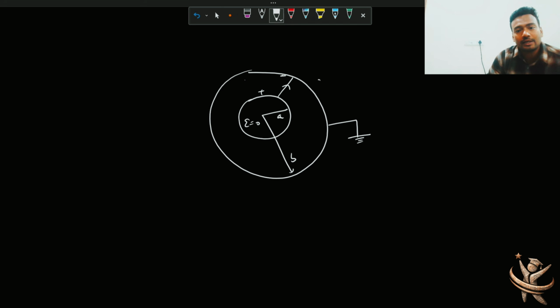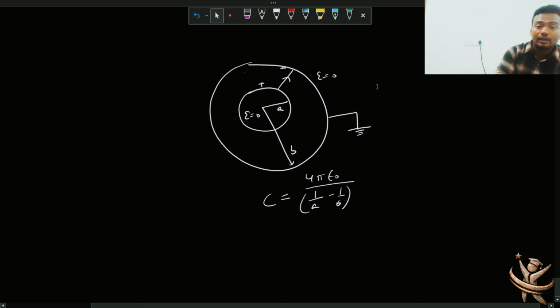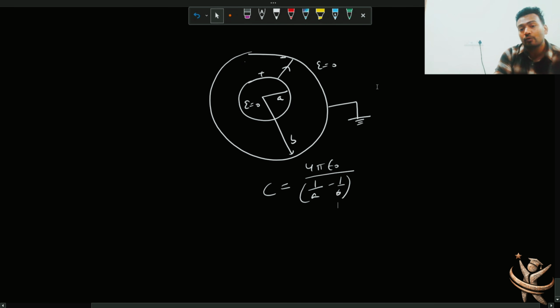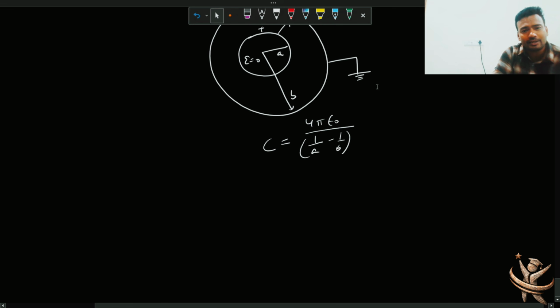Inside and outside you have zero electric field, and the capacitance of such a system is given by 4 pi epsilon naught times 1 by A minus 1 by B. Now what about the cases where these plates are grounded in a different way, or you have multiple plates, maybe 3 or 4, and sometimes a battery connected to any one of the plates, or shorting 2 or 3 plates together. Such problems are important mainly for JEE Advanced purposes. Let me take different examples.